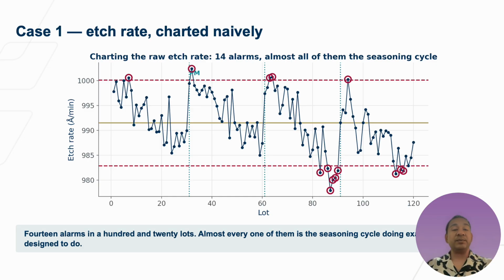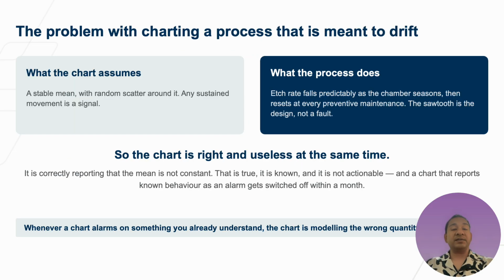What happens to a chart that produces 14 alarms and nobody acts on it? It gets switched off, or worse, it stays on the wall and everybody has learned to ignore it, which is the alarm fatigue failure from lecture 2 in a different costume. Let me state the mismatch precisely before it generalizes.